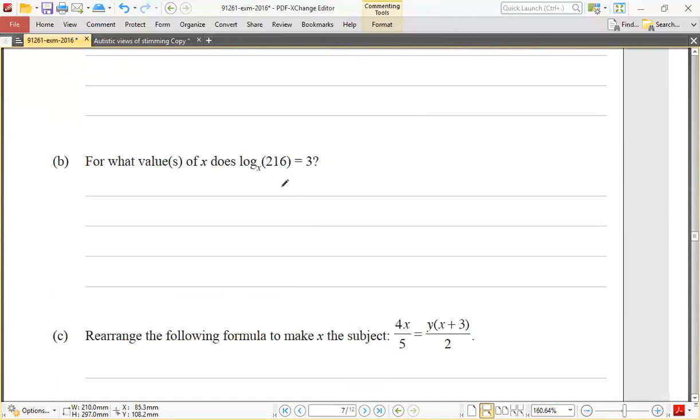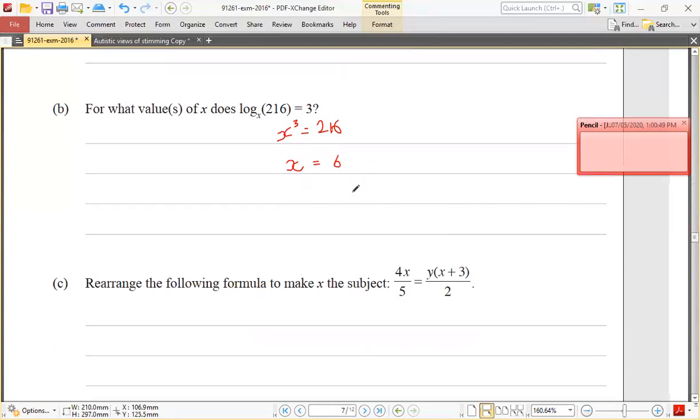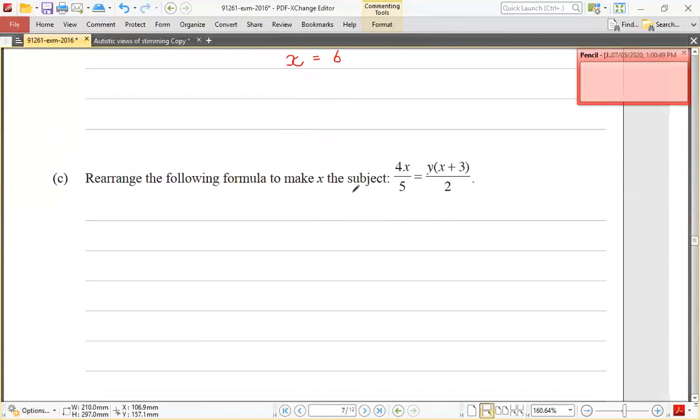So this one, quite straightforward, it's just x to the power of 3 equals 216. So you're just doing a cube root, you know that on your calculator? Yeah. Cube root, and you end up with 6.